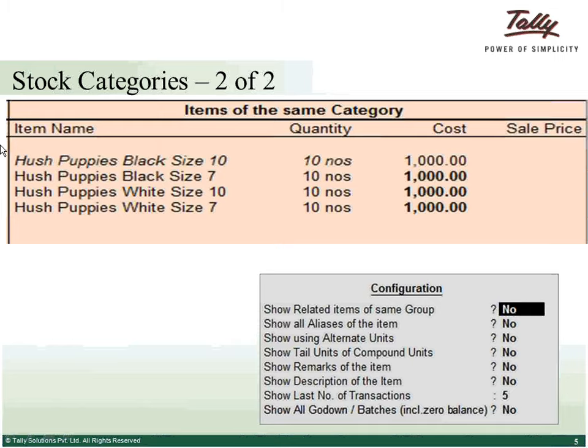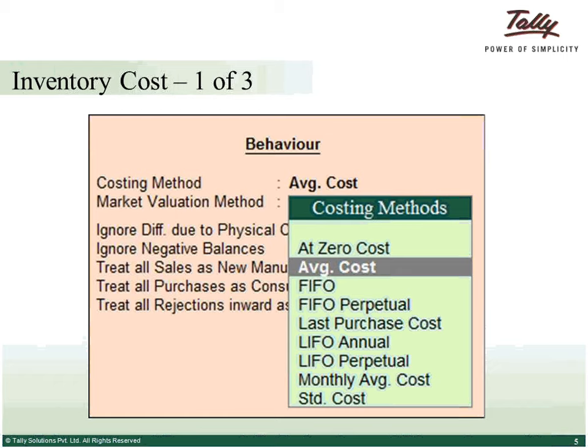Let us now move on to inventory cost. There are different types of costing methods. As-zero cost, average cost, FIFO, FIFO perpetual, last purchase cost, LIFO annual, LIFO perpetual, monthly average cost, and finally the standard cost.